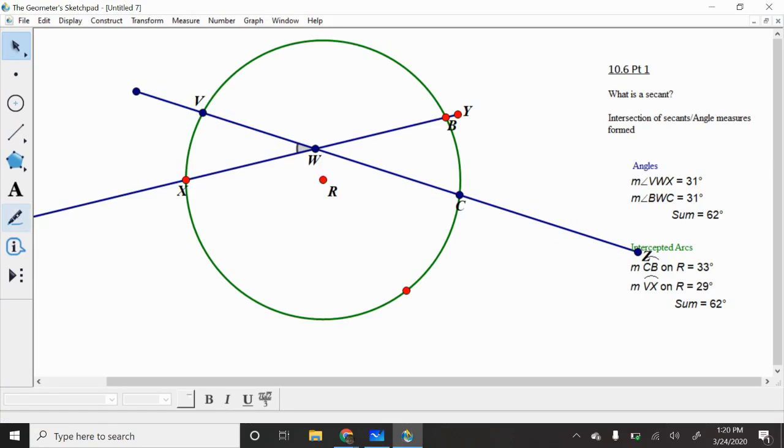So basically that's all there is to it. The angle that's over here and the angle that's over here, their sum is equal to the arc measure over here plus the arc measure over there, okay? No matter where the intersection is on the circle.